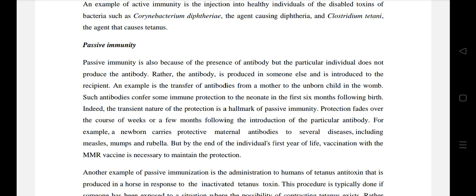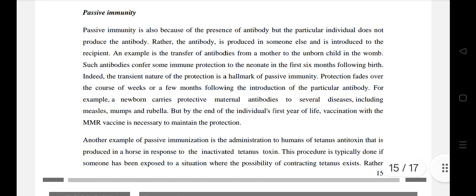Indeed, the transient nature of the protection is a hallmark of passive immunity. Protection fades over the course of weeks or a few months following the introduction of a particular antibody. For example, a newborn carries protective maternal antibodies to several diseases, including measles, mumps, and rubella. But by the end of the individual's first year of life, vaccination with the MMR vaccine is necessary to maintain the protection, or it's kind of short lived.